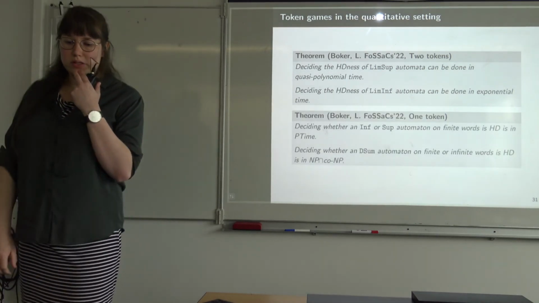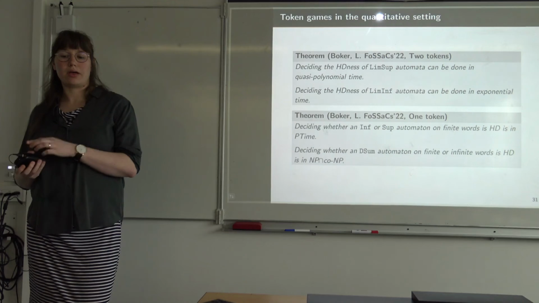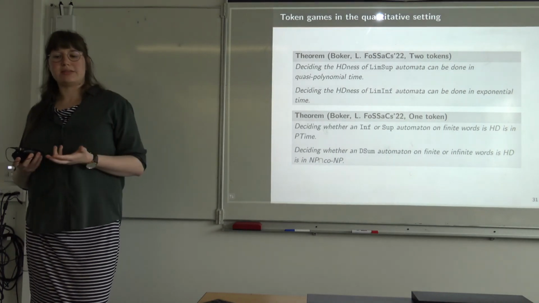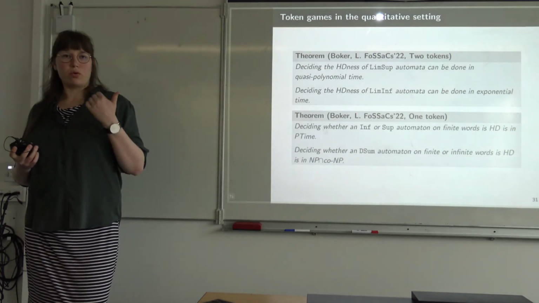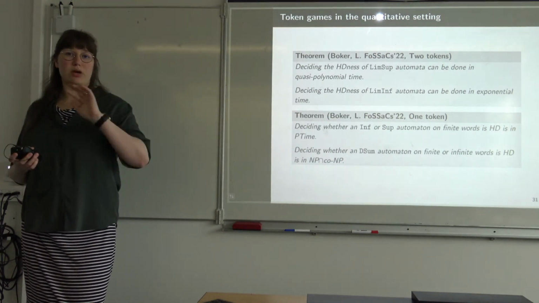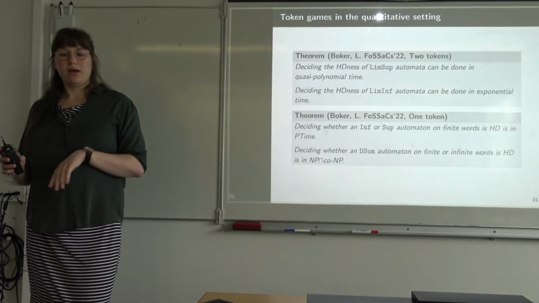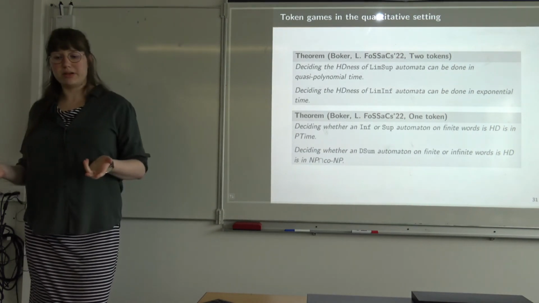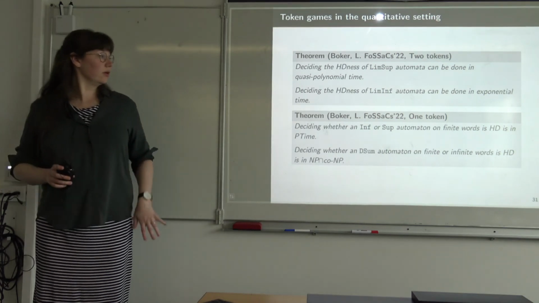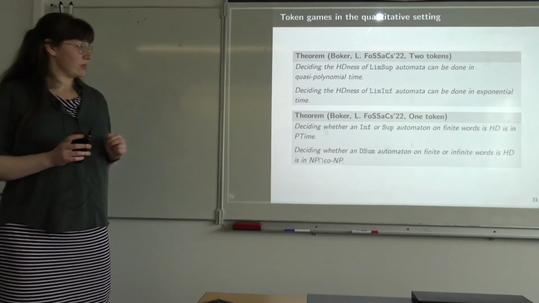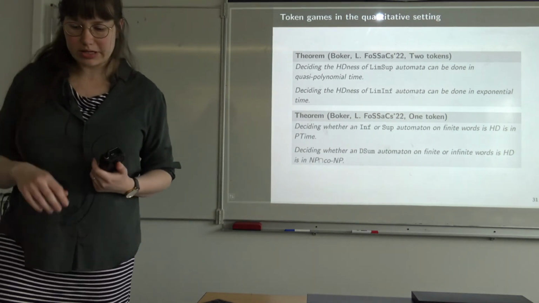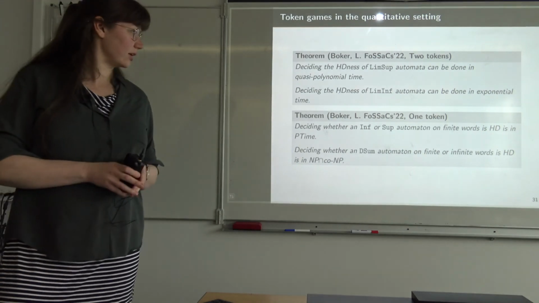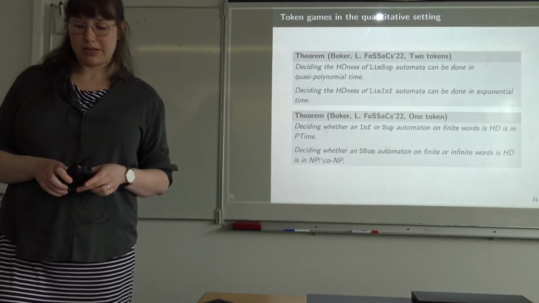We also showed that the 1-token game characterizes history determinism for all quantitative automata over finite words, and on discounted sum automata over finite or infinite words, again giving us algorithms to solve those in polynomial time and in NP intersect co-NP, respectively.